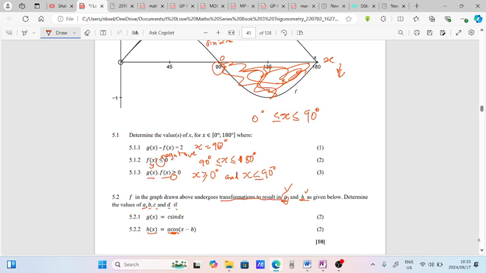Now what will happen to sine? Again, what will happen to sine 2x to become cos? What will happen to that? Now they want the value of b. What will be the value of b?